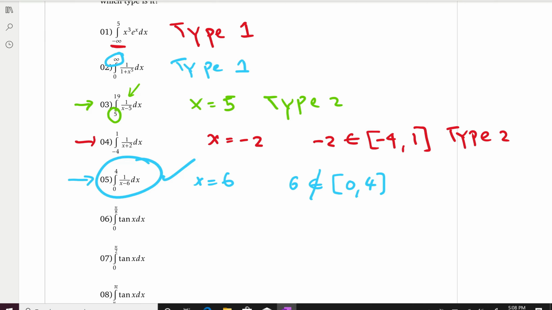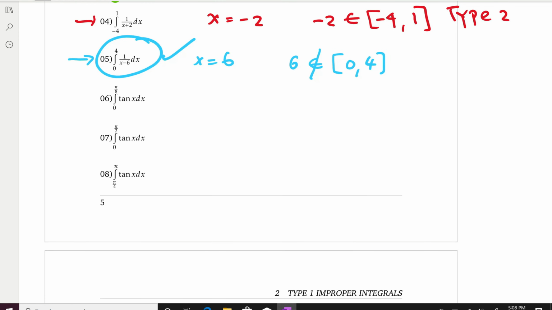Great. Now let's go to some tricky stuff. Tangent x. If you look at the limits, neither of them is infinity, so not type 1 for sure. Tangent x is actually sine x divided by cosine x. Let's write it like that. Now you have a fraction here. The denominator, cosine x, is 0 when x is equal to pi over 2, if x is 90 degrees. The limits are 0 and pi over 8. So pi over 2 is neither 0 nor pi over 8, so it's not one of the limits.